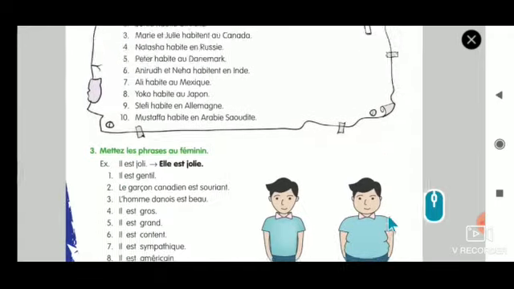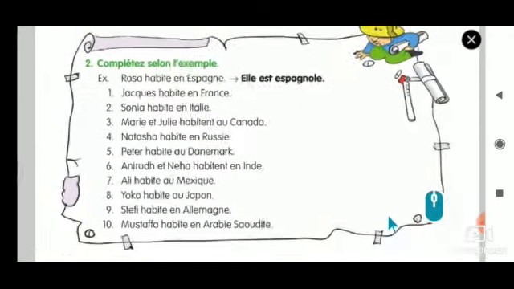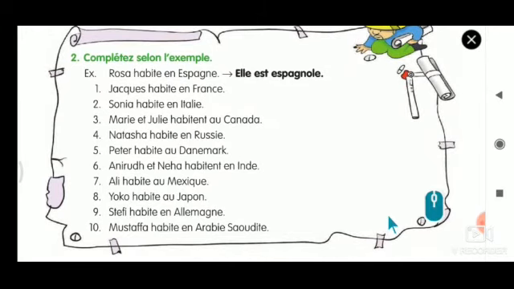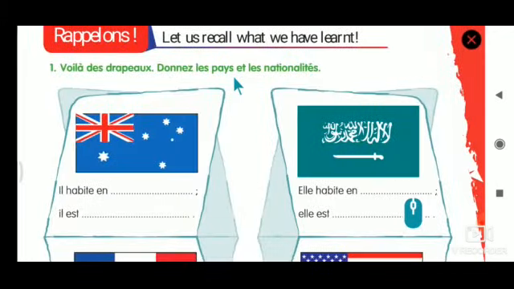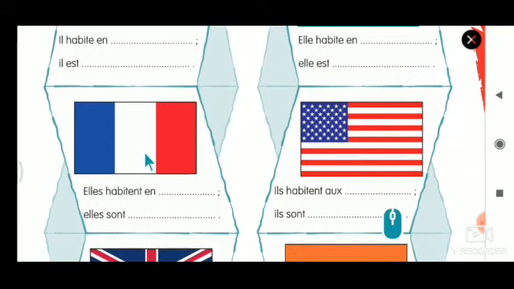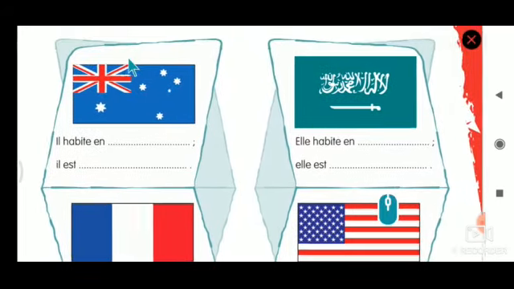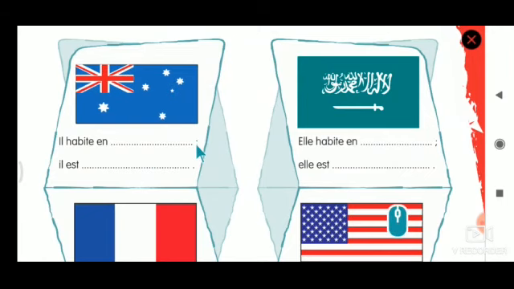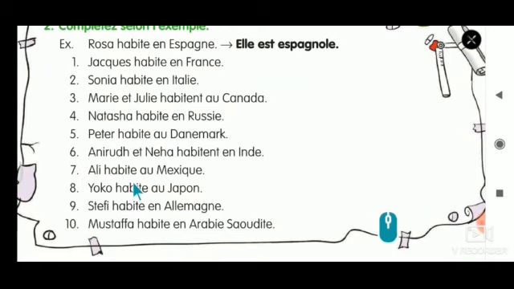Even one more exercise is there. You can try to do this. I will give you one or two exercise examples. Rosa habite à Espagne. Elle est espagnole. So this is what you have to write. The same. See here. First thing, il habite en France. Or for example, this country, Australie. Il habite en Australie. Okay, they have given, you have written il est australien. The same way, here is the example.